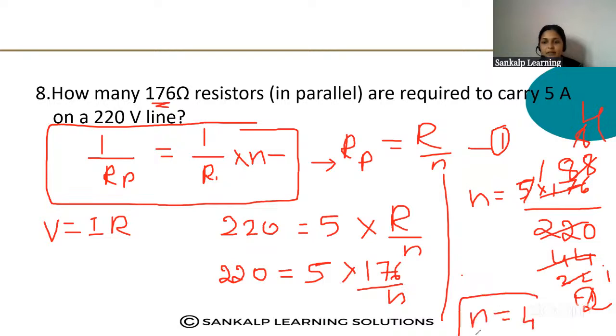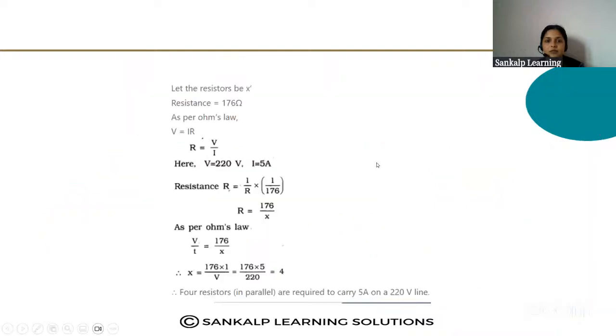So how many resistors should be connected in parallel to make this possible? How many 176 ohm resistors are required to carry 5 ampere on a 220 volt line? So total N is equal to 4. How many resistors? That is 4 resistors. Next question.